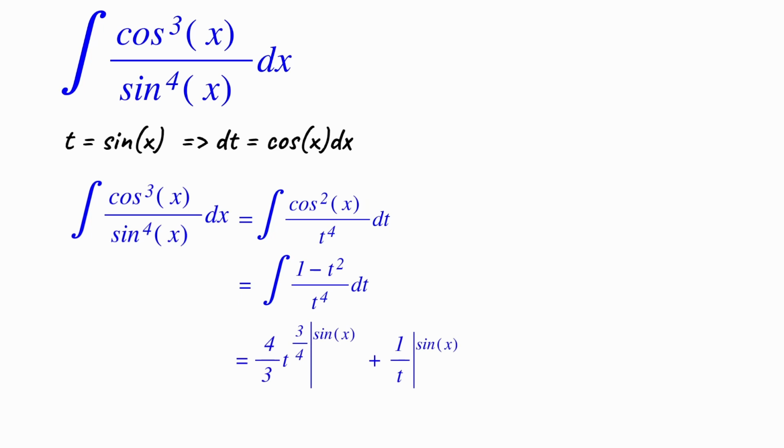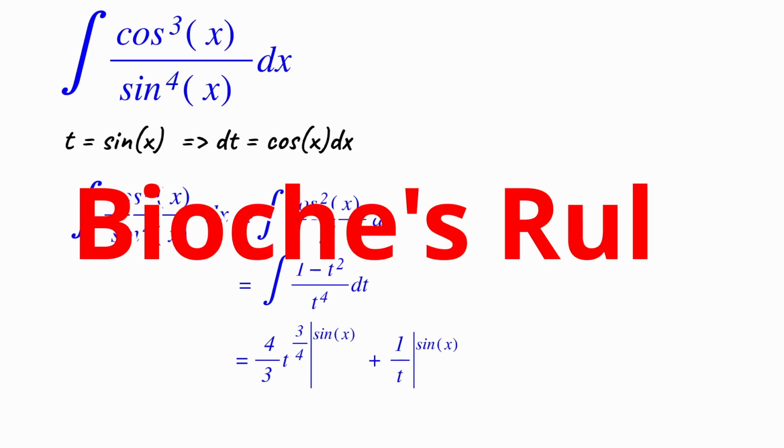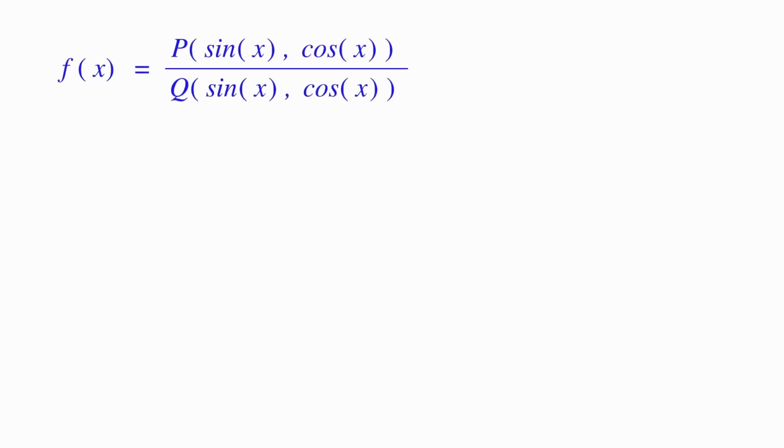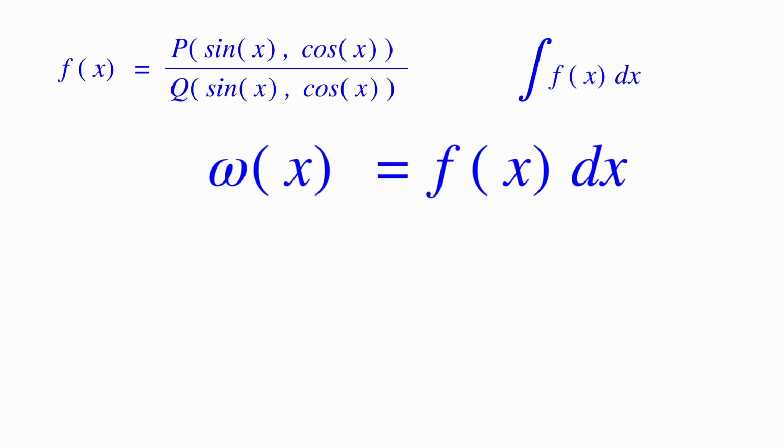So the question that you might ask yourself is, how do I choose which variable to use? Is it cosine, sine? Is there anything else, right? The trick that I will show you is called Bioche's rule. So what does that mean? If your function is a fraction of sin(x) and cos(x), and you are asked to integrate that function, what you would do is introduce a new function omega(x) = f(x) dx.